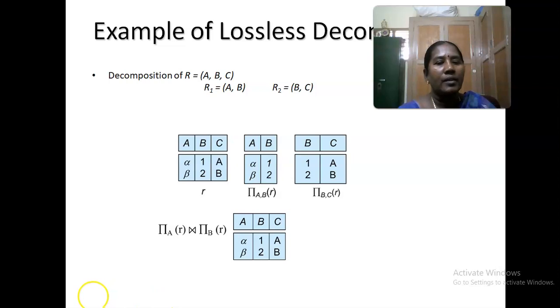For example, if R consists of attributes A, B, C, and it is decomposed into R1 and R2, where R1 consists of attributes A, B and R2 consists of attributes B, C. This is the original relation R, this is R1, and the third one is R2. When we combine R1 and R2 by using the natural join, it produces the same result as R. That kind of decomposition is called a lossless decomposition.